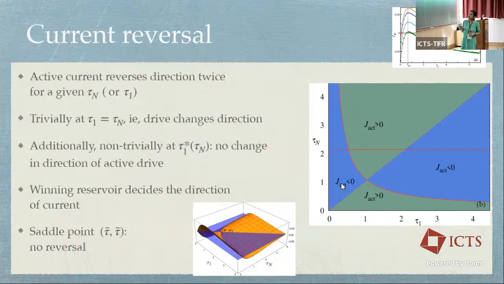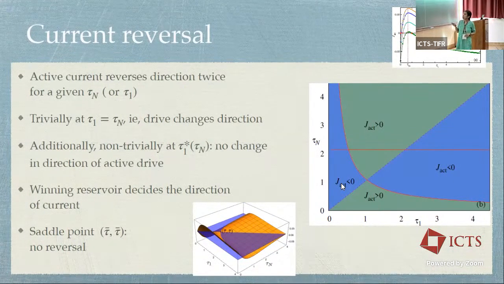Instead, let's look at the current reversal a bit more closely. So here is a plot on the τ1, τn plane, where I'm just showing you where the current is positive and negative. So this is the line τ1 equal to τn, and you would expect the current sign to change when we cross this line because the direction of the drive is changing. But here is another line, this red line, which is non-trivial. So some τn star, which is a function of τ1. And when we cross this line, we also have the additional current reversal.